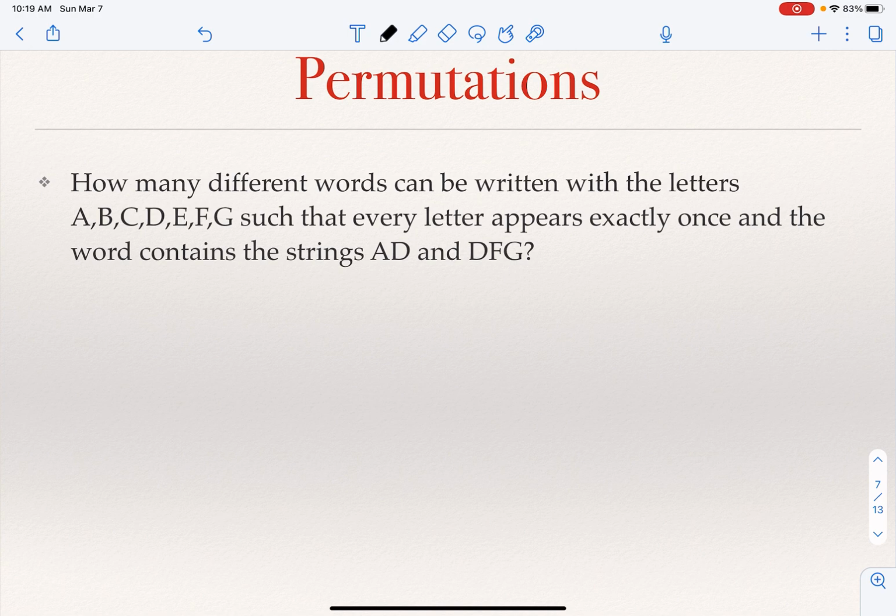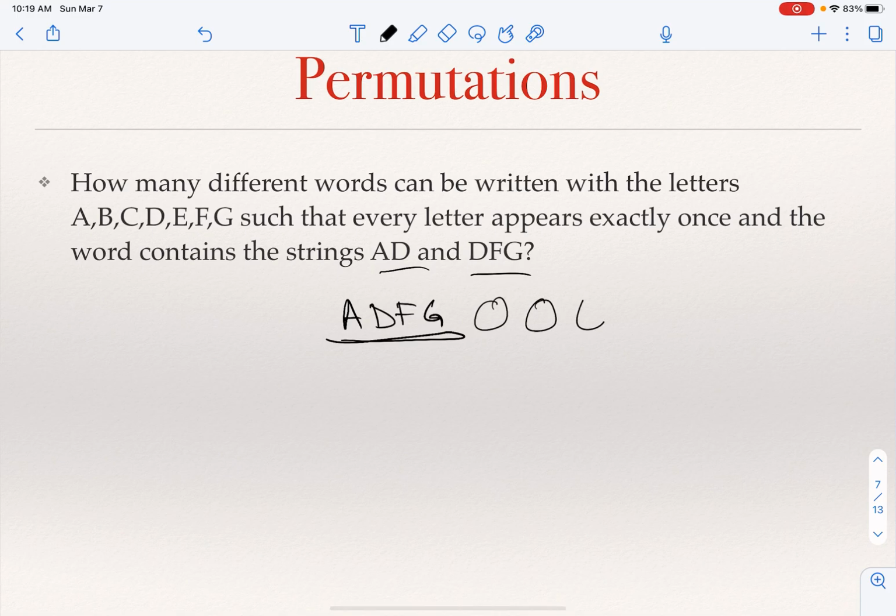How many different words can be written with the letters A, B, C, D, E, F, G, such that every letter appears exactly once and the word contains the strings AD and FG? Since we have to have AD and DFG, then what we are saying is that the word has to have ADFG, okay? So ADFG, it's the same thing as before. This leaves us with 3 other letters, and ADFG could be in the first position, in the second, in the third, in the fourth.